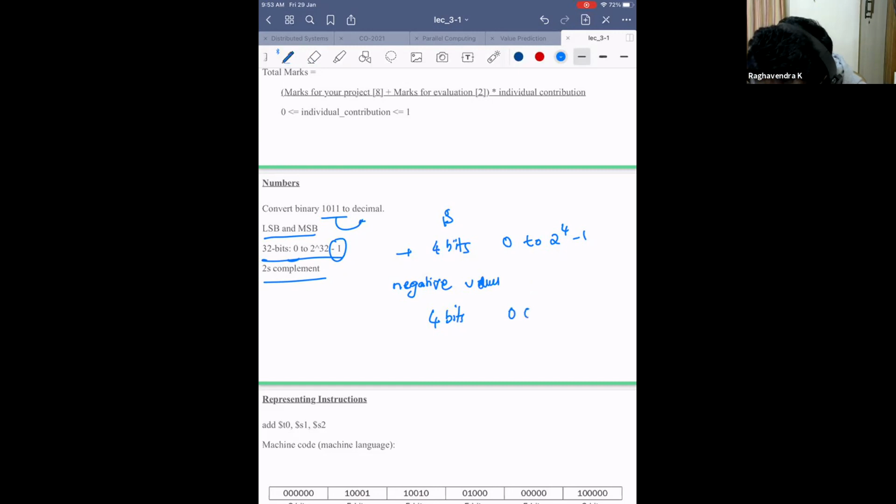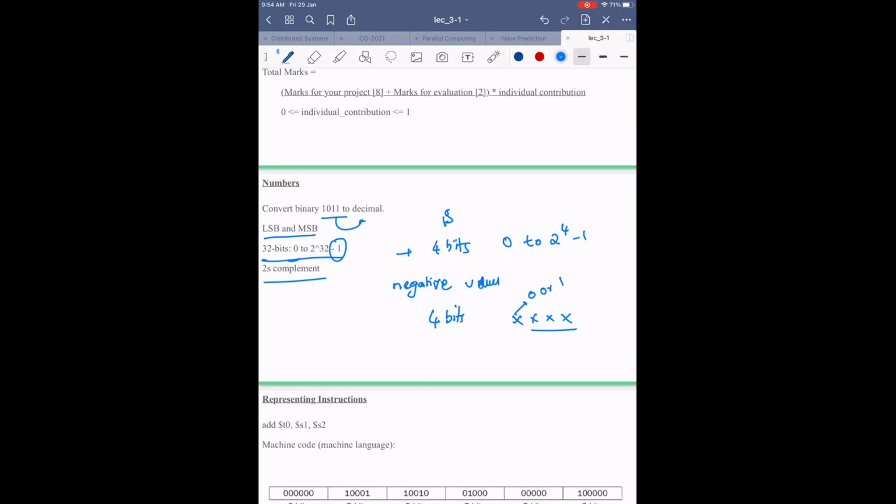Let's say there are 4 bits, x, x, x, x. If this is 0 or 1, I will say whether it is positive or negative. It's just a sign convention. You can use anything. And these 3 bits actually represent the value. Now I am limited. I cannot store any more 0 to 15. I have my number of numbers that I can store. What is the range if I have this, from what to what can I store? 0 to 7. Yeah.